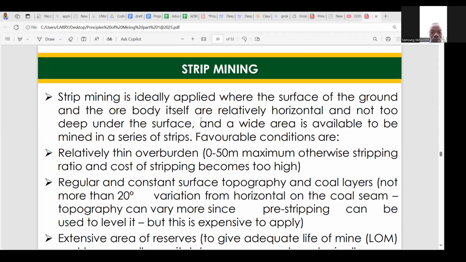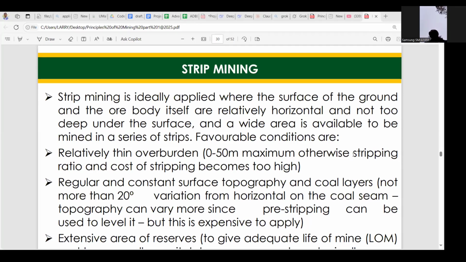Normally for coal mining, the ore is tabular. So whilst you are mining, you fill back: you mine here, fill back, you mine, fill back, till you finish. Relatively thin overburden. So the overburden is normally 0 to 50 meters maximum, otherwise the stripping ratio and cost of stripping becomes too high.